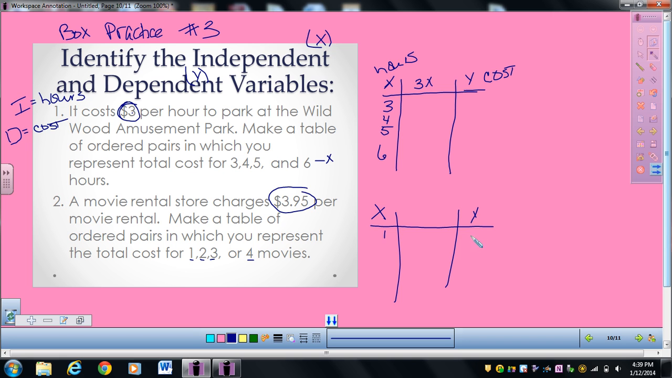So you've got 1 movie, which was $3.95, and you've got 2 movies, which if you multiplied $3.95 times 2, you would get a y value, and 3 and 4. So I know now that my independents are my number of movies, because that is what affects how much it costs, and the dependent is the total cost. Okay? Because that would be my y value.